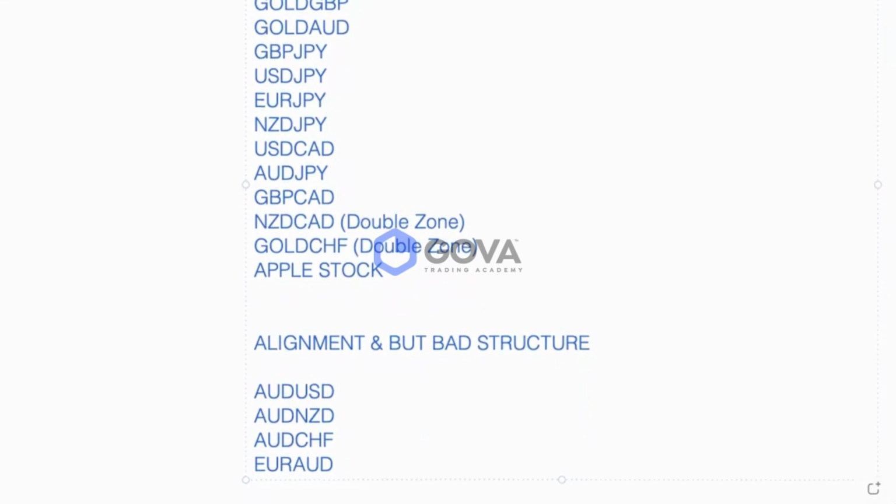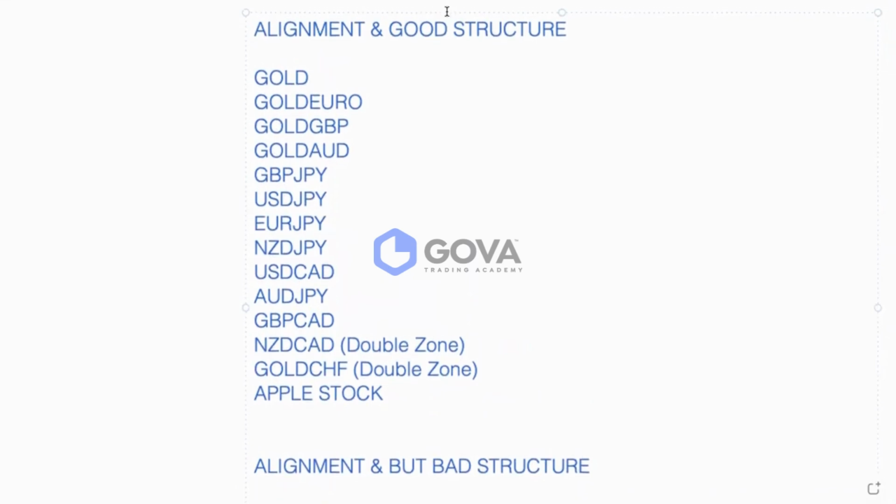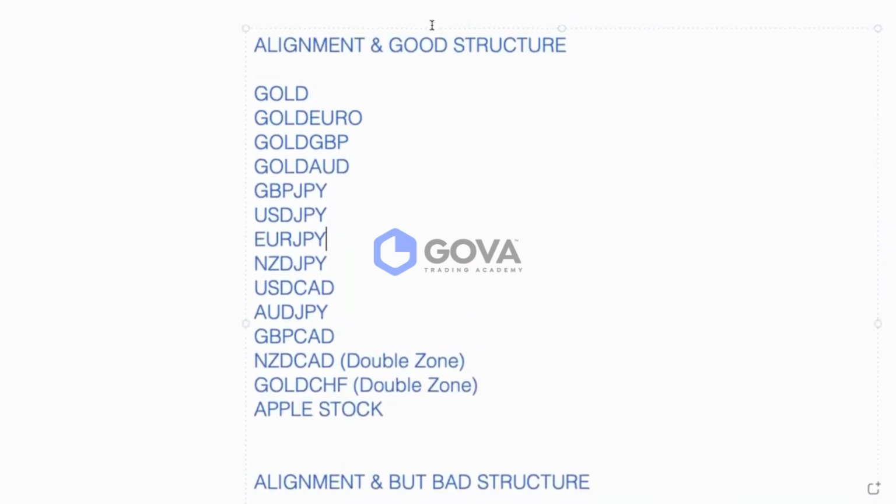These are the ones that are bad. But these ones are the ones that are good, having a good alignment and a good structure, okay? And the structure is also sitting in the right location. So these are all the pairs we are going to analyze. All right. So let us move on to the charts, to the candlestick charts.